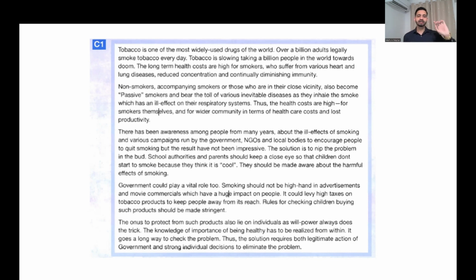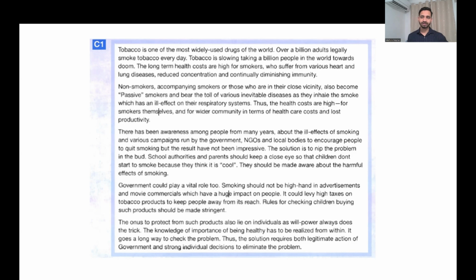So when we say government could play a vital role too, that means we have mentioned other parties in the previous paragraph. So that links together, right? This comes after we have mentioned the other parties. Smoking should not be highlighted in advertisements and movie commercials, which have a huge impact on people. It could levy high taxes on tobacco products to keep people away from its reach. Rules for checking children buying such products should be made stringent.